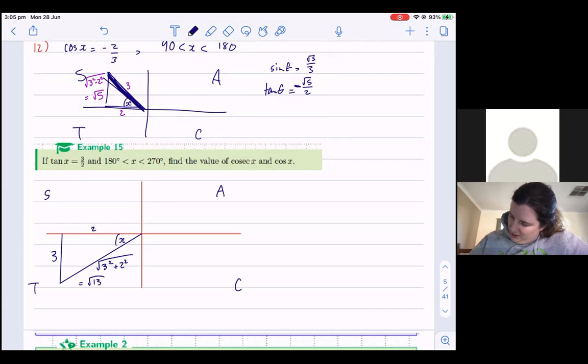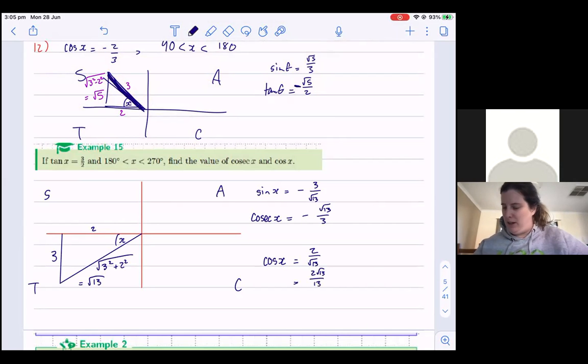Okay, now cosec is 1 on sine, so sine x in this case is going to be negative, and it's going to be 3 on root 13. So cosec is going to be negative root 13 on 3. And if we've got cos, oh, this one's easy. Cos is adjacent over hypotenuse, 2 on root 13. And if they're pedantic, that's 2 root 13 on 13, if we rationalize it.